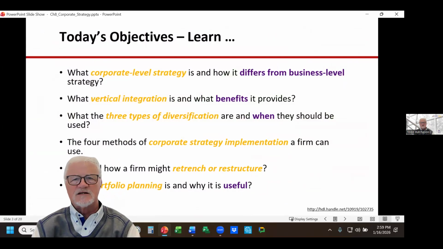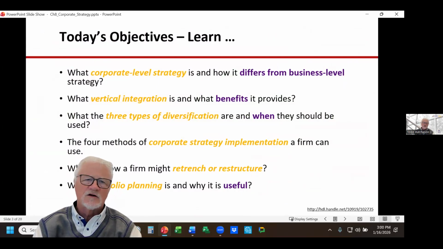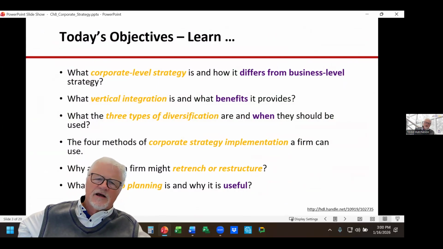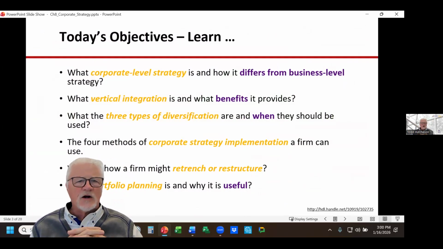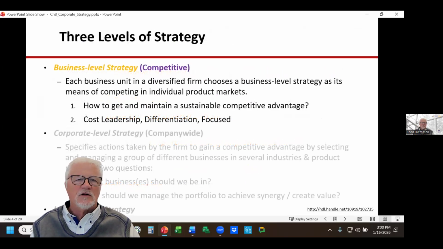We're going to spend a little bit of time on how it differs from the business level strategy we talked about last time. Then we're going to look at vertical, horizontal integration. We're going to look at diversification types, what different corporate strategies are out there to implement, how might a company retrench, restructure, defensively reset itself, and then what portfolio planning is as a business and how that can be useful.